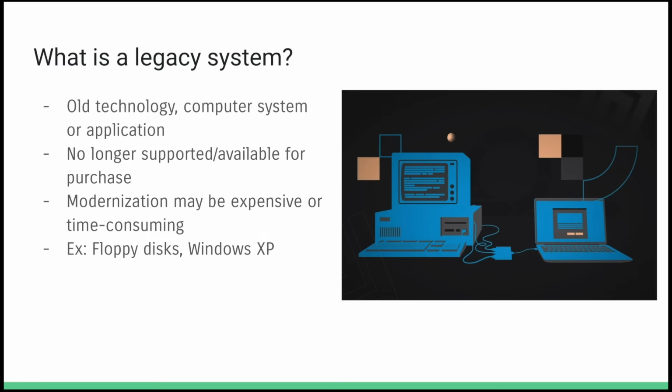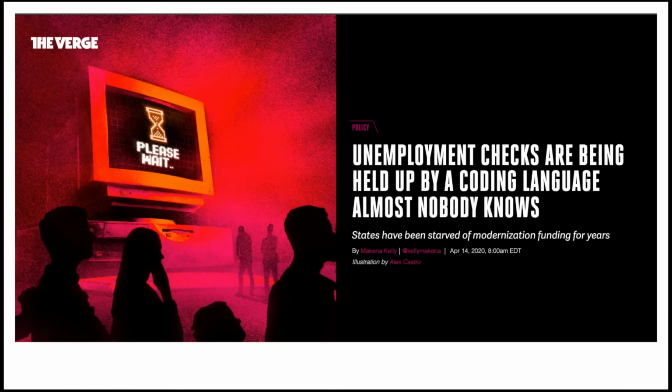Other examples include floppy disks and Windows XP, and this particularly interesting example. This is titled "Unemployment Checks Are Being Held Up by a Coding Language Almost No One Knows." This is specific to the United States. Particularly during the COVID-19 epidemic, more people than usual were requesting unemployment benefits. And it wasn't just more people than usual, it was an order of magnitude more people. Now, I believe this is actually North Carolina, but in general, the program that was used to process and dispense unemployment benefits was written in a language called COBOL, which was commonly used in accounting software, I believe in the early to mid-90s.